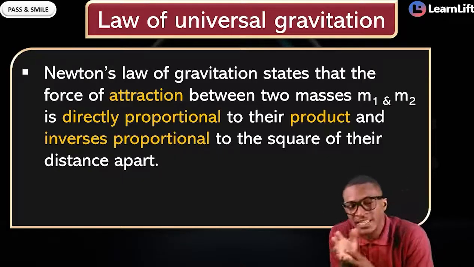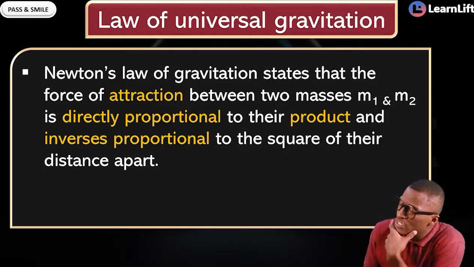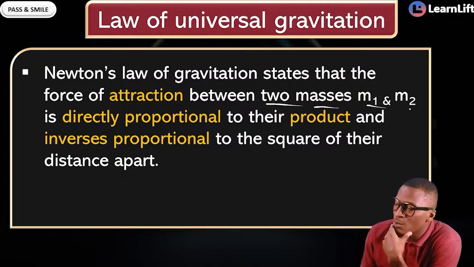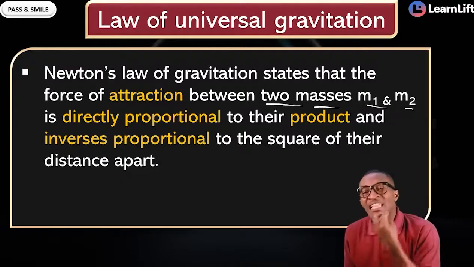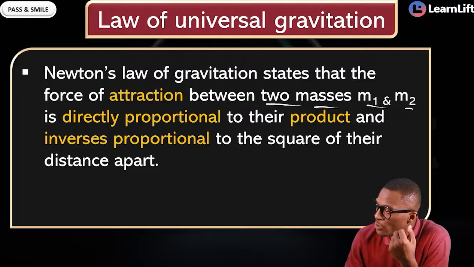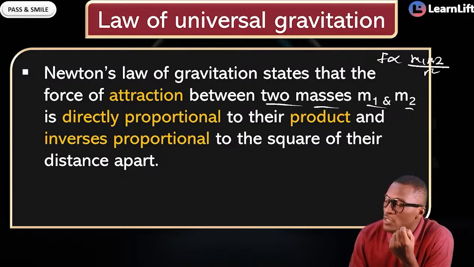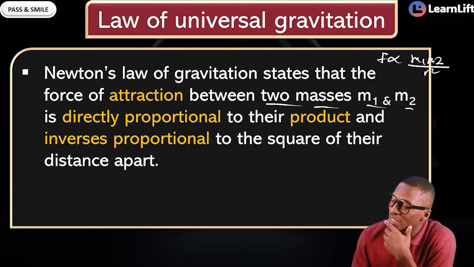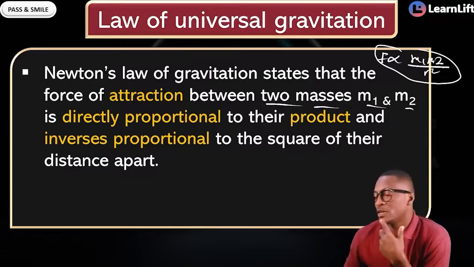Newton's law of gravitation states that the force of attraction between 2 masses, M1 and M2, is directly proportional to the product of their masses and inversely proportional to the square of their distance apart. Look at it. The force of attraction between 2 masses, M1 and M2, is proportional to their product and inversely proportional to the square of their distance apart. We're going to still talk about this. But first of all, let's learn it.